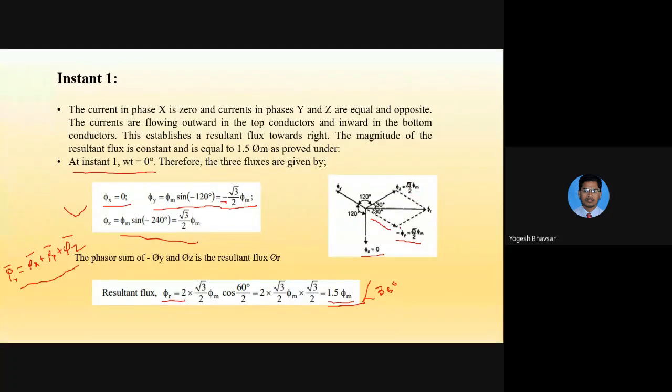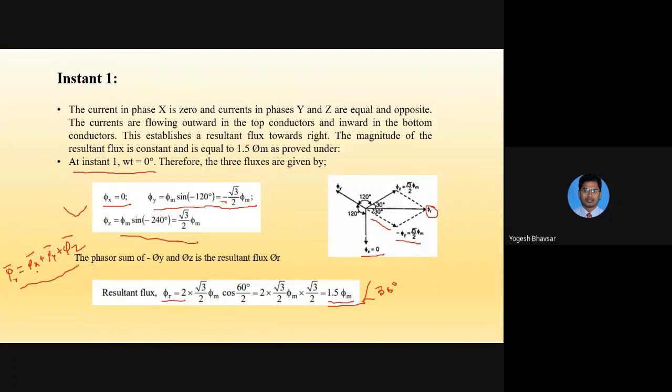Now look at that. As phi x is 0, so resultant phi r will be exactly in between phi z and negative of phi y. So this is what the resultant phasor. So it will be exactly on the horizontal axis of this phasor. Got this? So this is how the resultant flux is calculated, and it will be shown on the phasor diagram.